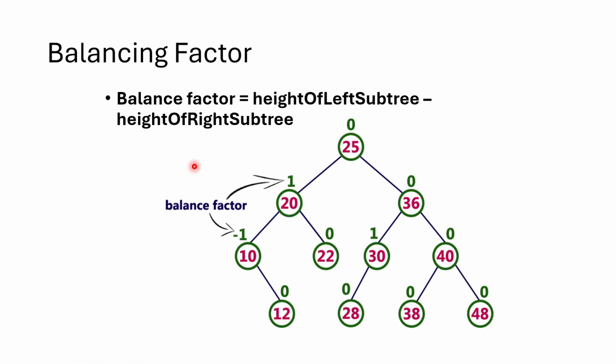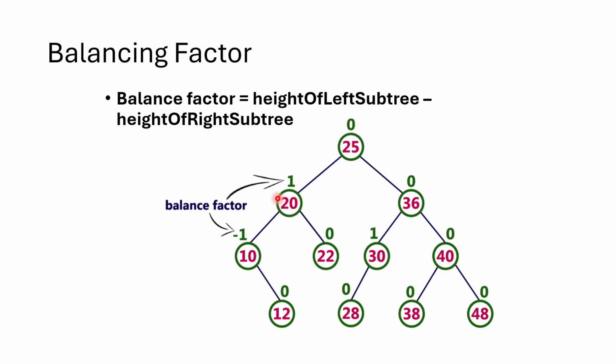Now we'll go for the balancing factor. Consider this tree. For 25, I need to find the balancing factor. The height of the left subtree is 1, 2, 3. The right subtree is 1, 2, 3. If I come this way, 1, 2, 3. So 3 minus 3 is 0.